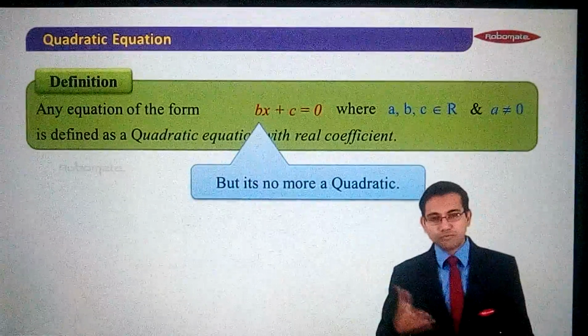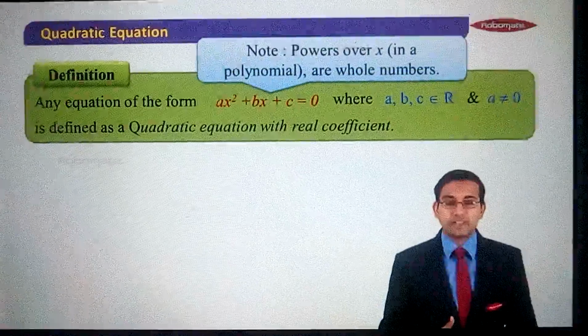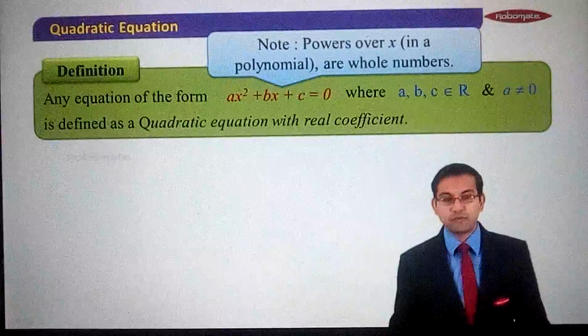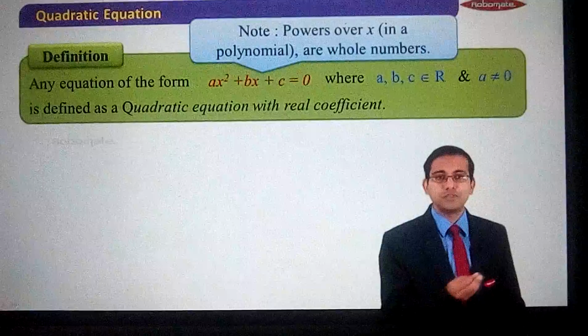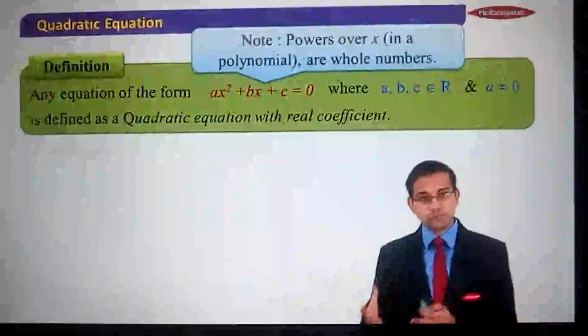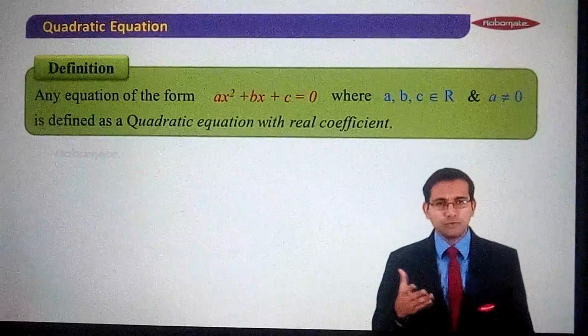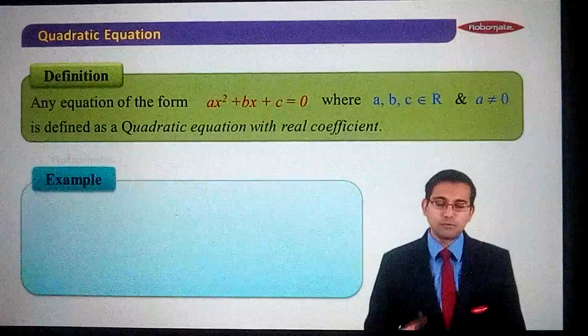So now let us go further in this whole discussion. This was definition. Now let us see one more part of the definition, that is power over x have to be whole numbers. Whole numbers means the powers can be 0, 1, 2, 3 and so on. This also becomes a very important aspect of the definition of a quadratic equation. We'll again use that in an example to clarify more. Now let us try one more example, a few more examples.